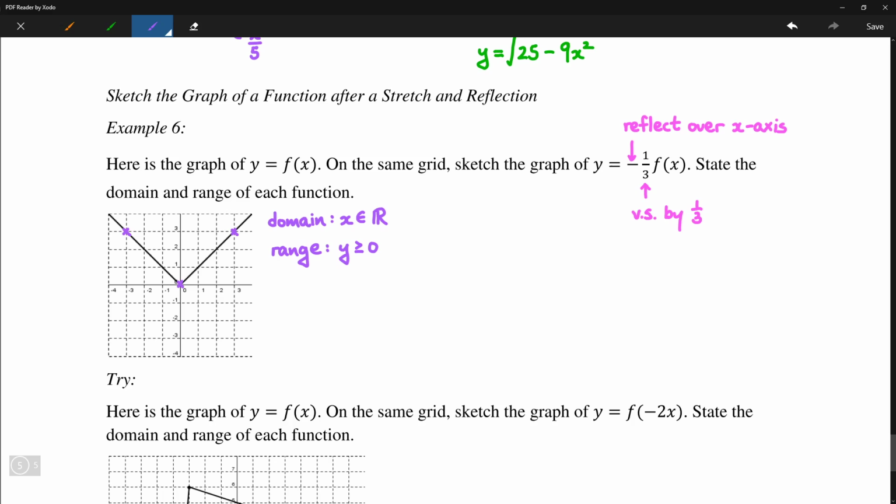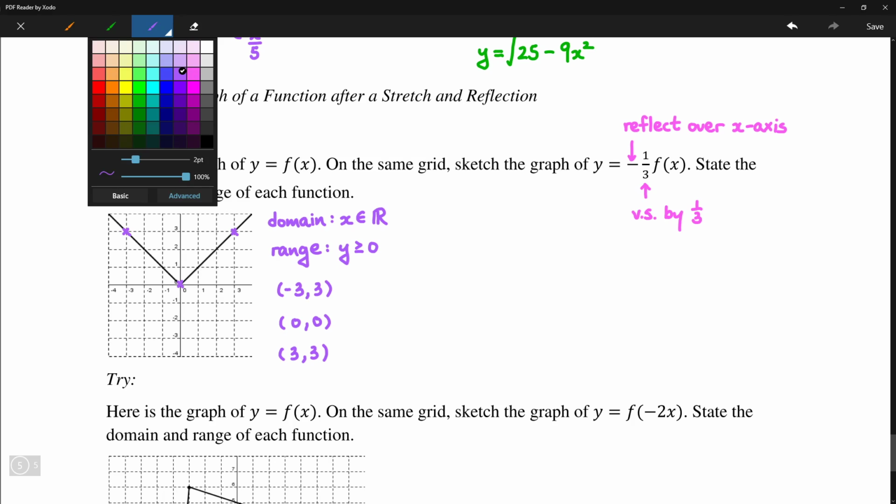And what we're going to do is to list those 3 points. So that's (-3, 3), (0, 0), and then (3, 3). So look at what happens after the transformation. There's a reflection over the x-axis, which means the y values become negative versions of themselves. So 3s will become -3s, but the 0 will stay the same. And then afterwards, there's also a vertical stretch by 1/3.